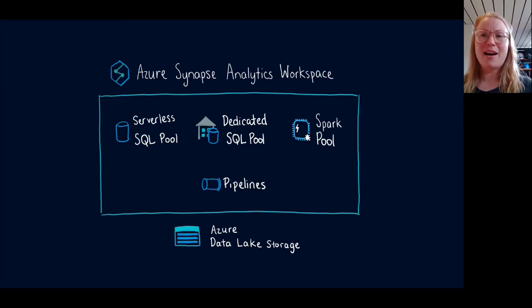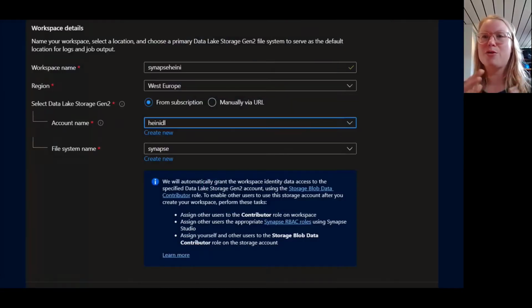And as you're going along and creating your resources in Azure, in the creation process, you might already see a notion and nod to the concept of access control, and that it might be a little difficult. It says, we will automatically grant the workspace identity data access to the data lake storage with this particular role. But if you want to make other users able to access that data, you need to give them access separately. So you need the contributor role on the workspace, Synapse RBAC roles, and then the storage RBAC roles as well. So it's like, I need to manage this in multiple places.